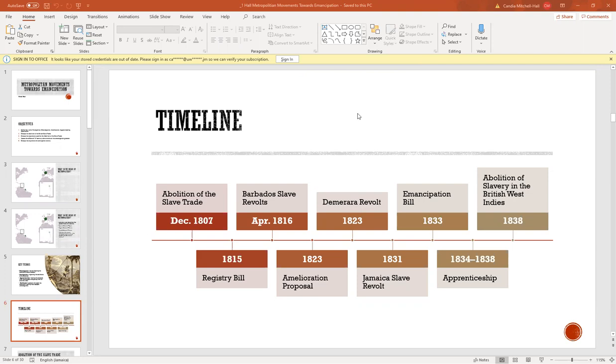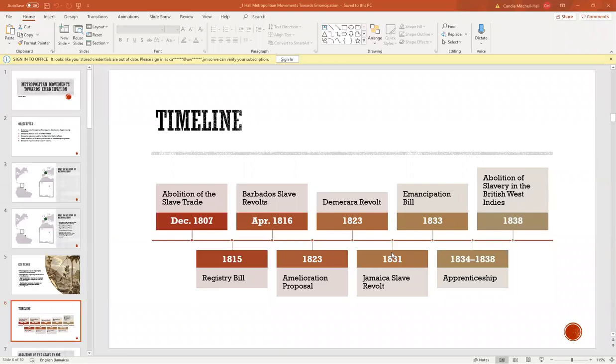Very good. Excellent. Same thing with the amelioration proposal. The enslaved people in Demerara thought that the amelioration proposal was their emancipation, and they were withholding their emancipation from them. Now, after the amelioration proposal, ladies, what is going to take place is another one, the Jamaica Slave Revolt. What is the other name for the Jamaica Slave Revolt? The Sam Sharp Rebellion or the Christmas Rebellion.